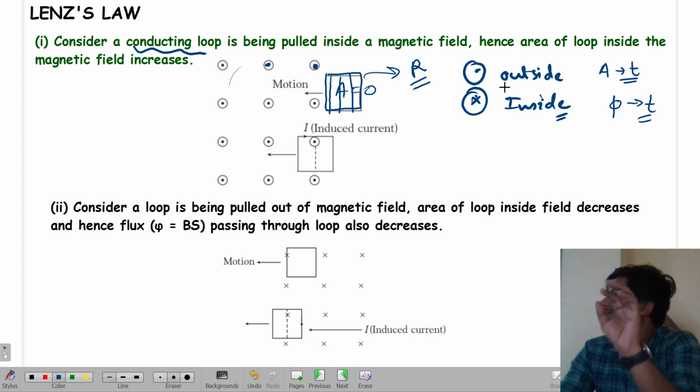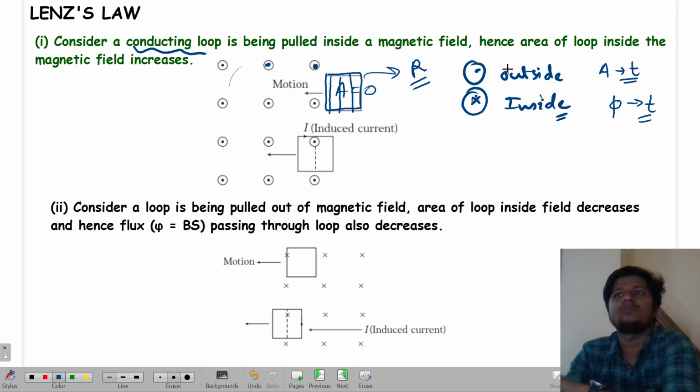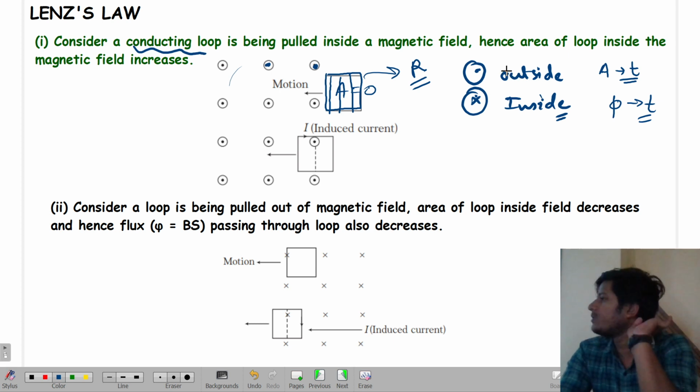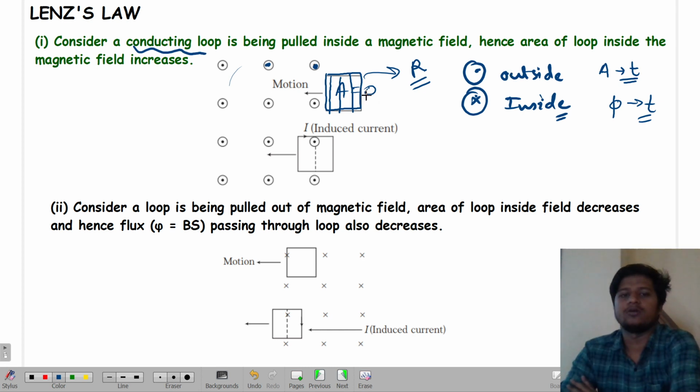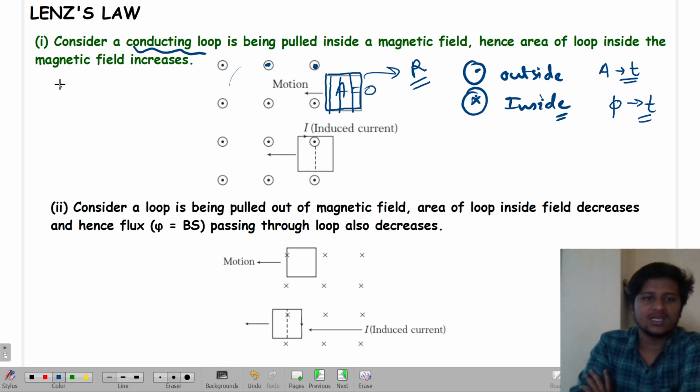If the loop has resistance, then only it will generate the current, because the law of conservation of energy should be there. Law of conservation of power should be there, right or not? You are applying some power, that power should be absorbed definitely. If that power is absorbed, then only what will be produced? Current will be generated, right or not? So now look, if the loop has a resistance R entering into this magnetic field, now flux is changing. Look over there. In this case, is the flux increasing or not?